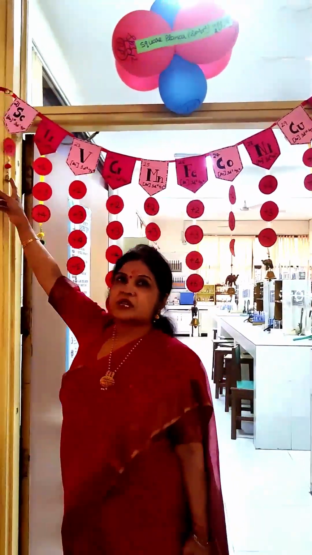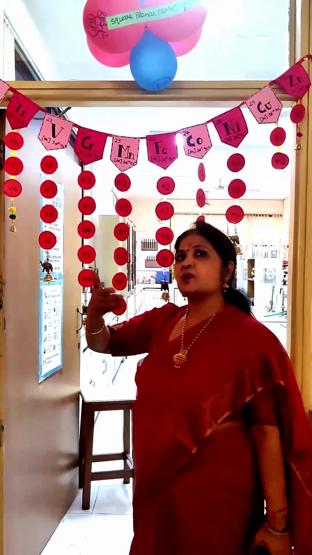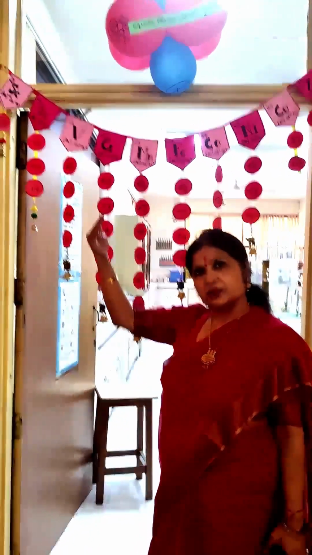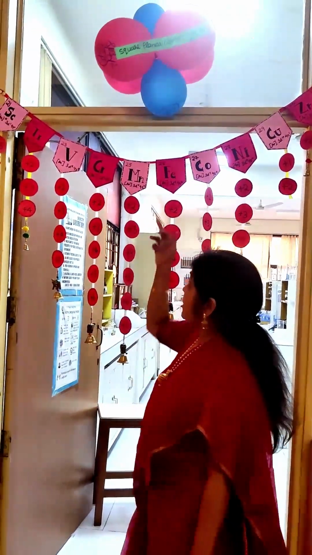What is the configuration of scandium? d1, 1 unpaired. What is this? d2, 2 unpaired. So as the number of unpaired electrons increases, the oxidation number also increases, because unpaired electrons participate in bonding. So Mn has the maximum number of unpaired electrons. This is the reason Mn has the maximum number of variable oxidation states.